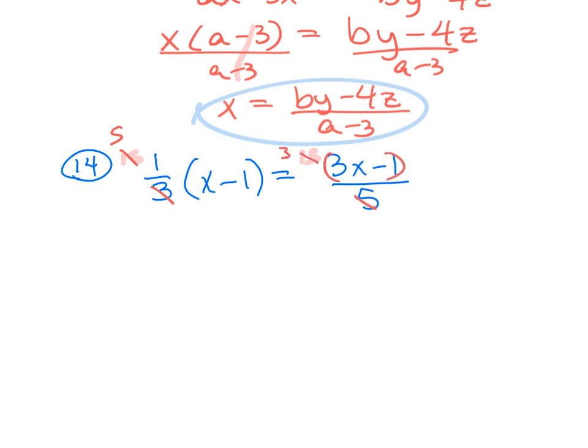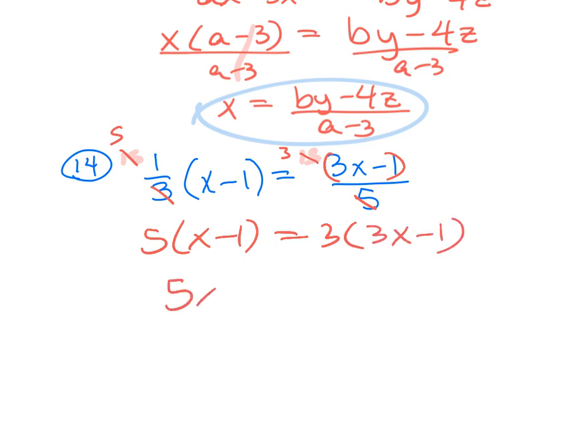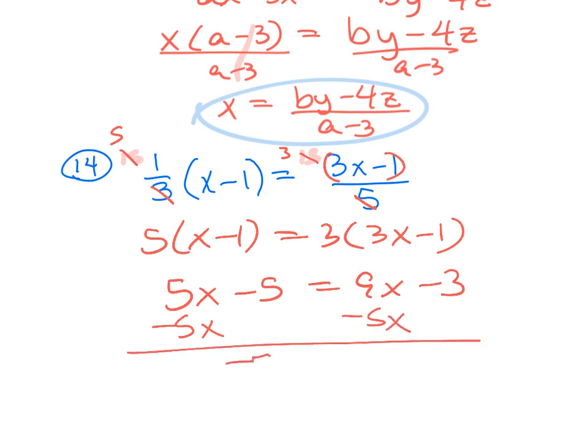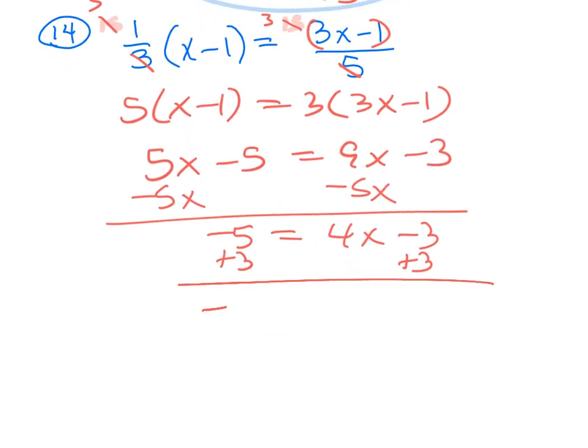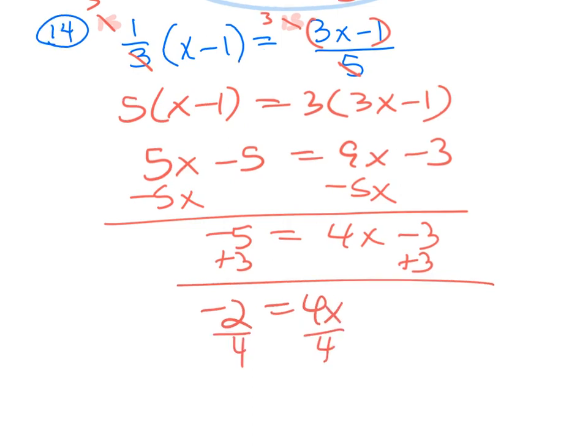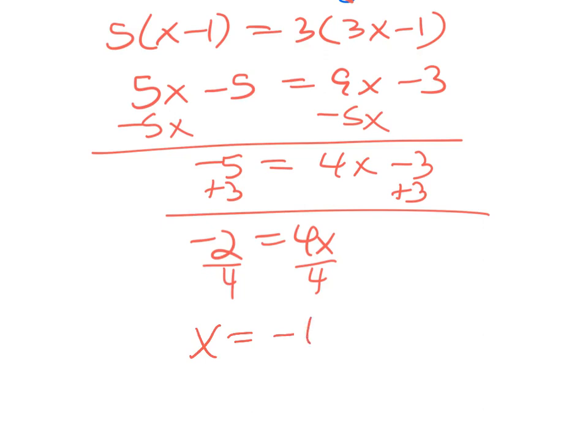So I'm going to distribute, instead of the 1/3, I distribute 5. So let me just show you what I'm distributing. So 5x minus 5 equals 9x minus 3. Move your letters together. Doesn't matter which way you move them. You're still going to get the same answer. Add 3. Negative 2 equals 4x. Divide by 4. And x equals negative 1/2.